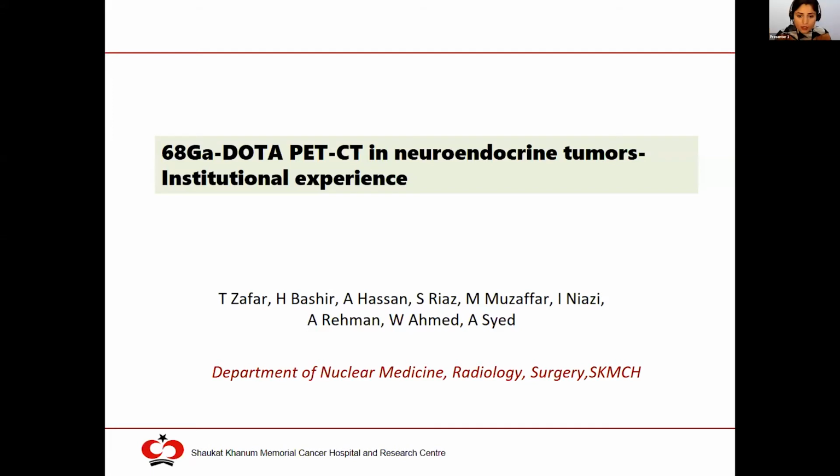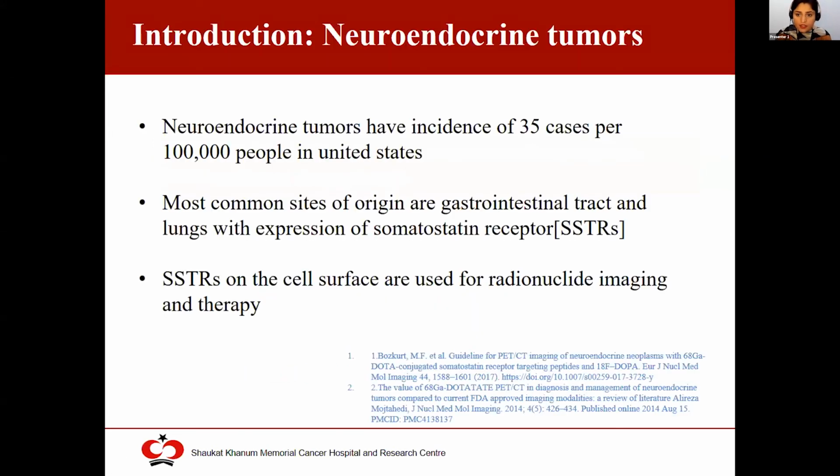Good morning, I'm Dr. Tahreem Zafar, resident in Nuclear Medicine Department, Shaukat Khanum, Lahore. I would like to discuss our study done in SKM on gallium-68 DOTA PET-CT in neuroendocrine tumors. Neuroendocrine tumors have an incidence of 35 cases per 1 lakh people in the United States, with most common sites in the gastrointestinal tract and lungs, with expression of somatostatin receptors. And these receptors are used for radionuclide imaging as well as therapy.